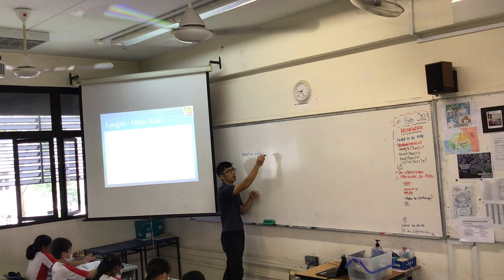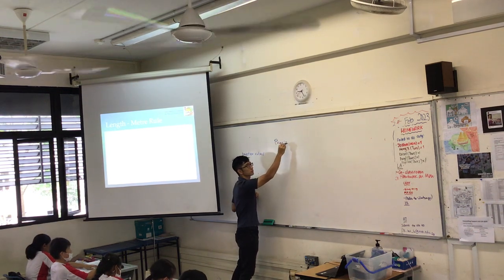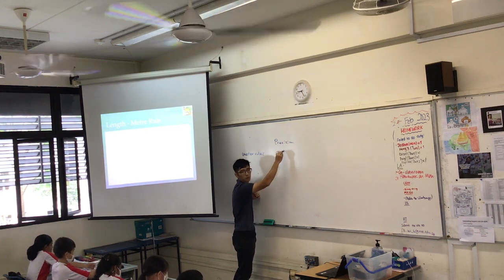Please. Okay, so meter ruler, what's the precision? 0.1 cm.